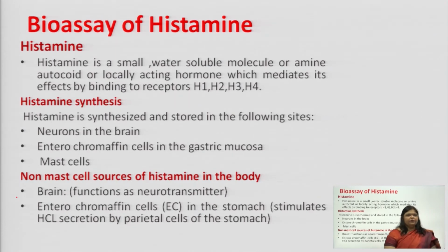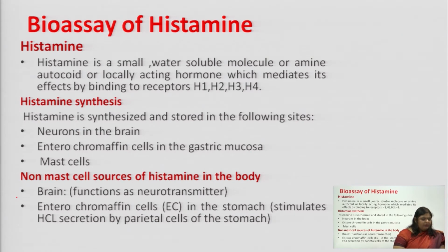Now we move on to the bioassay of histamine. Now what is this histamine? We all know that जब भी allergic reaction है, the histamine is released. How this is caused and how we can carry out the bioassay, we'll just talk about.